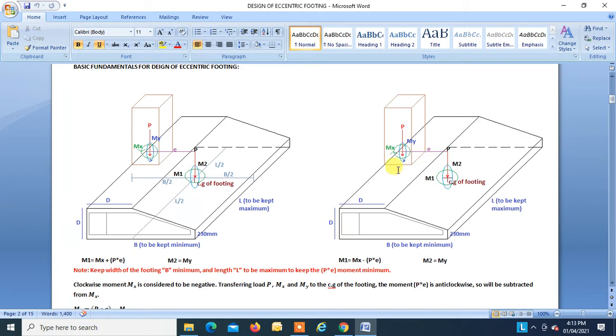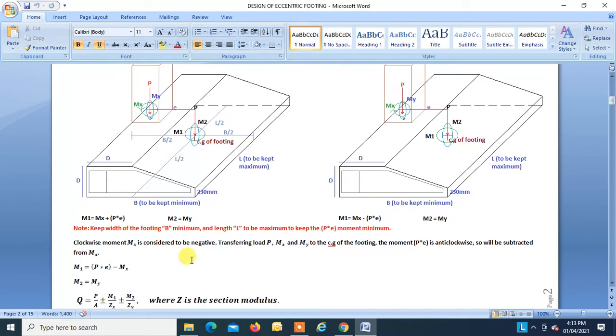So our case is this. Because our Mx is clockwise, we will have to refer to this case: M1 is equal to Mx minus P into E. Note, keep the width of the footing minimum and length L maximum to keep the P into E moment minimum. Clockwise moment Mx is considered negative, because our Mx is clockwise. Transferring load P, Mx and My to the CG of the footing, the moment P into E is anti-clockwise, so we will have to subtract from Mx.